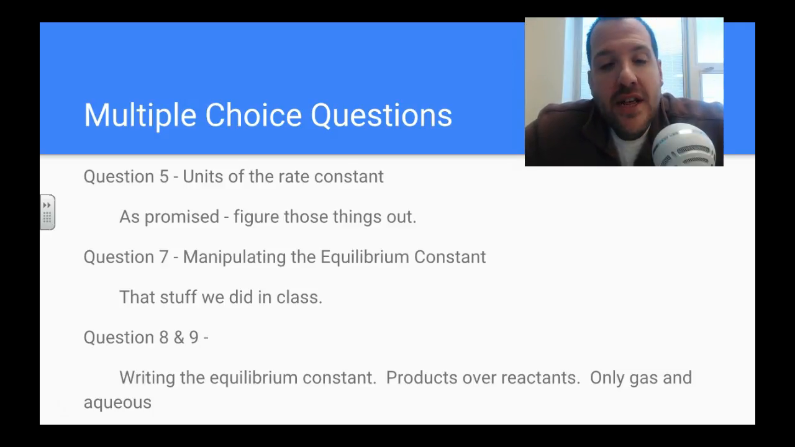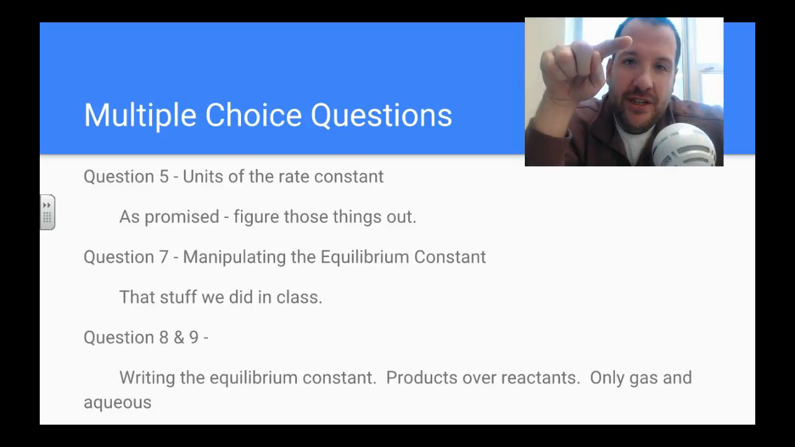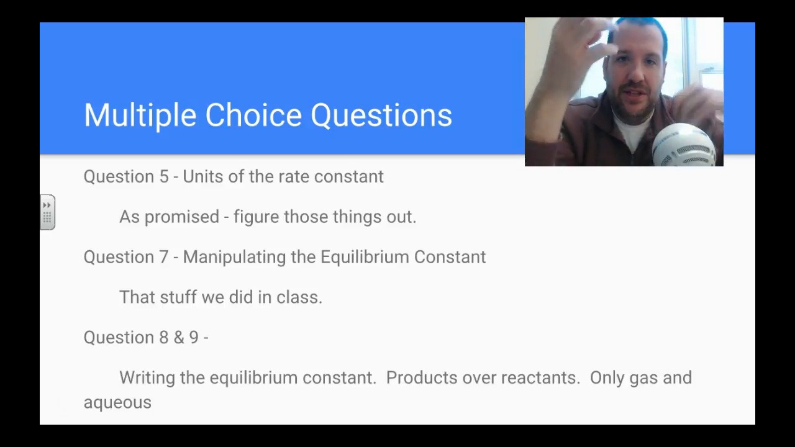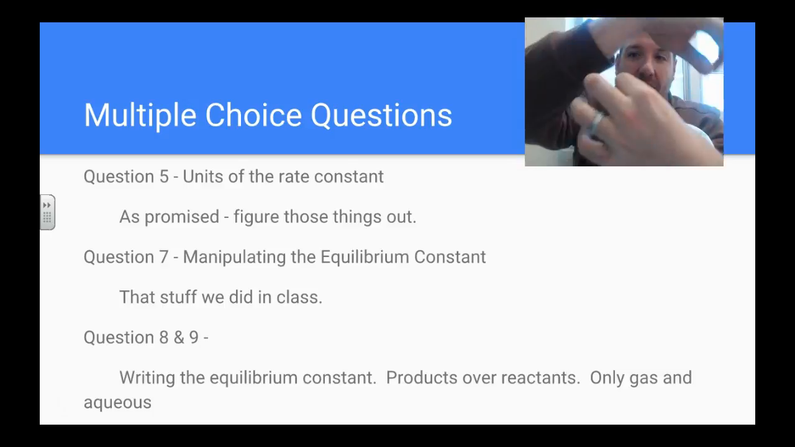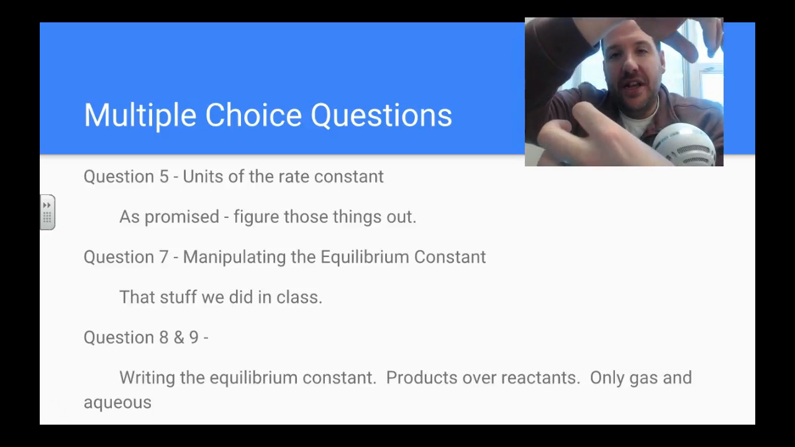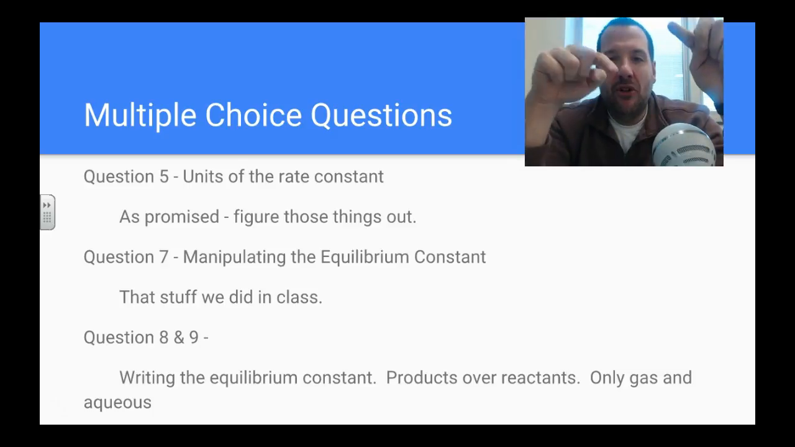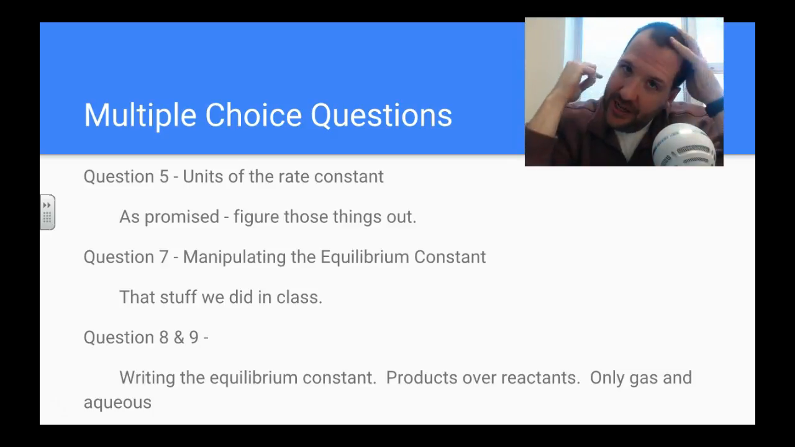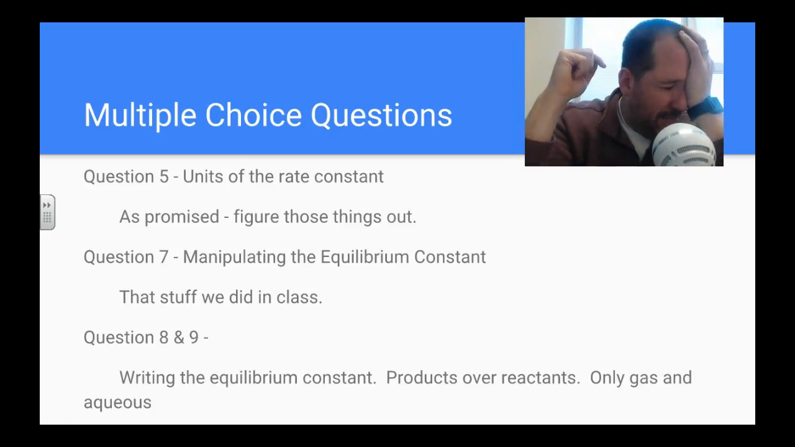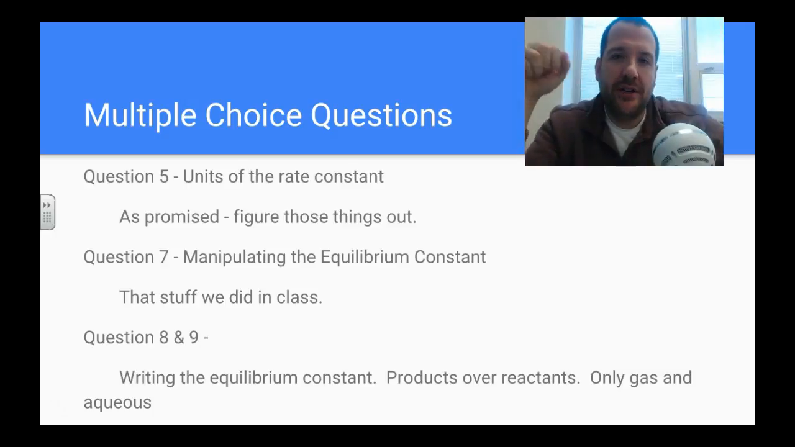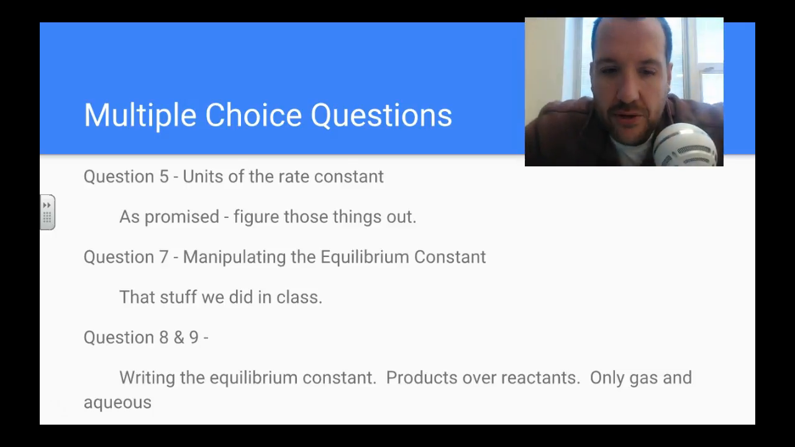So that's good. Question 7 is manipulating the equilibrium constant. Remember, when you reverse a reaction, so that the reactants become the products and the products become the reactants, just keep in mind that the equilibrium constant becomes the reciprocal. And when you multiply a reaction by a coefficient, the coefficient becomes the power that you raise the equilibrium constant to. So my guess is you're going to have to deal with that.